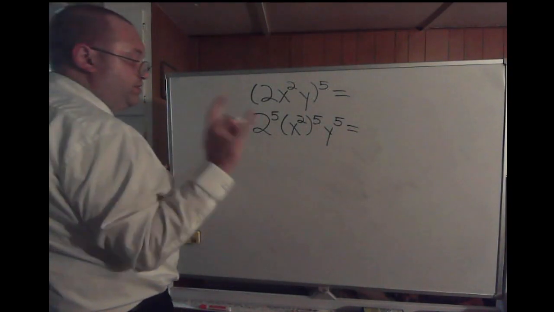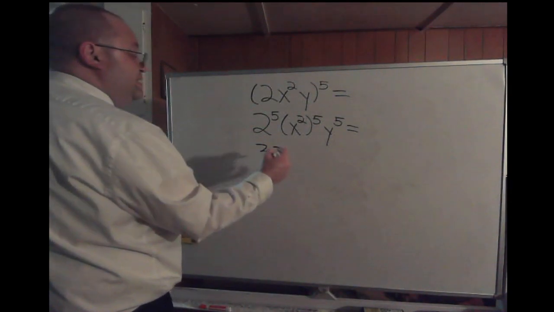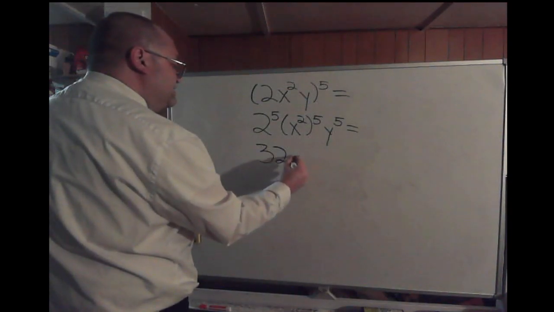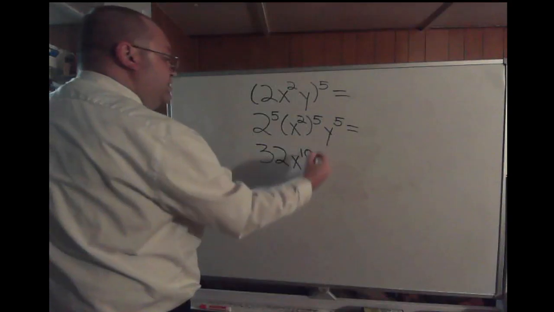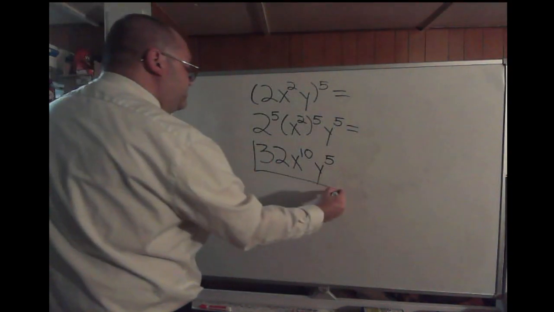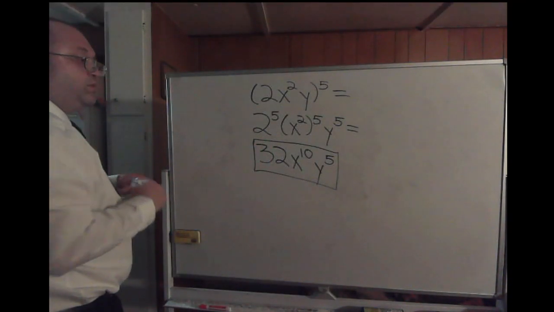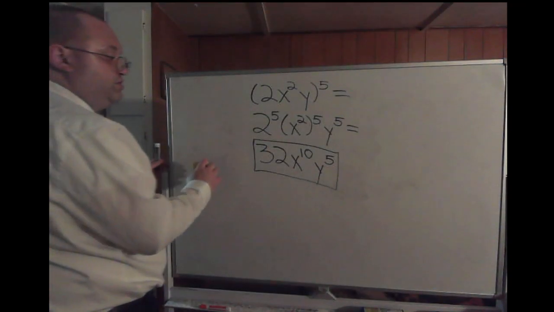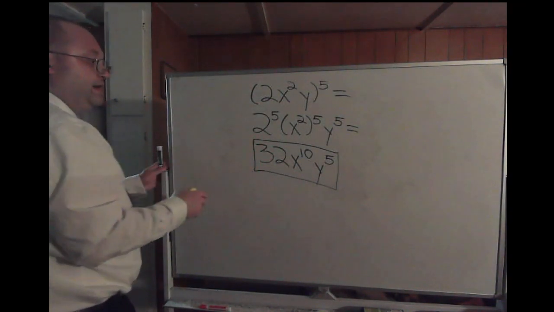So now we deal with our exponents. 2 to the fifth, that's 32. So we have x squared to the fifth power. You would just take your base x, multiply the 2 times 5, you would get x to the 10th. Then you'd have y to the fifth power. So the answer you should get would be 32x to the 10th y to the fifth. That's exactly what you should get by the time you deal with taking each term to the fifth power.